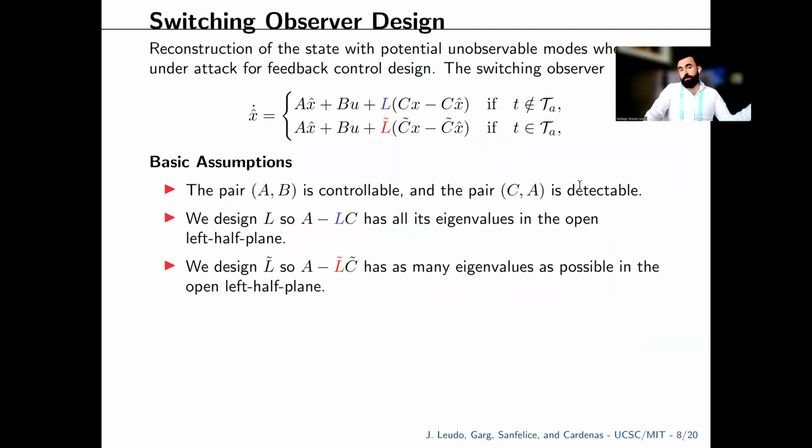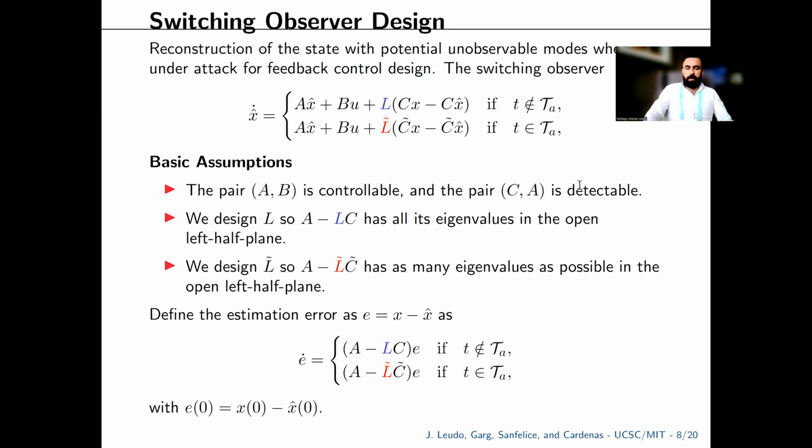We assume that the system is controllable and detectable, and the idea is that when there are no attacks, all the eigenvalues of the observer will be in the open left half plane. But under attacks, there is a potential drop in the rank of observability. So some of the modes can be non-observable, but we can design our observer such that the greatest number of eigenvalues of the observer will be in the open left half plane. And we do this by denoting the dynamics of our error E based on the observer and the state dynamics.